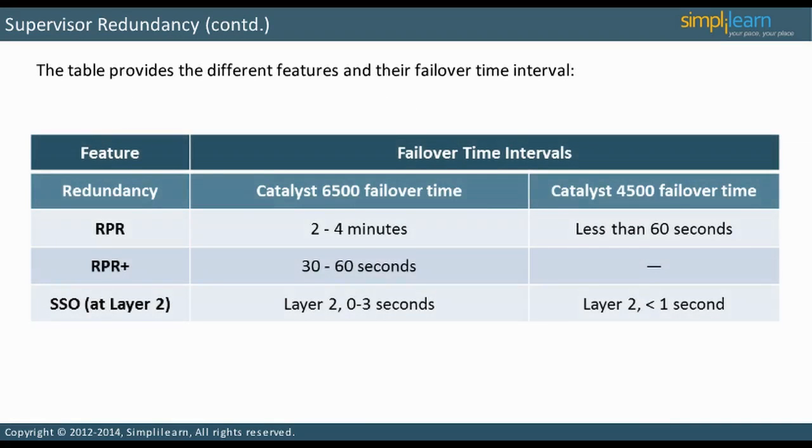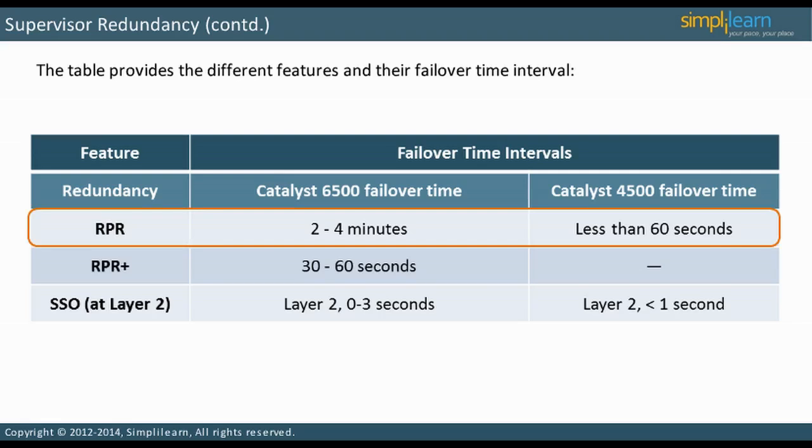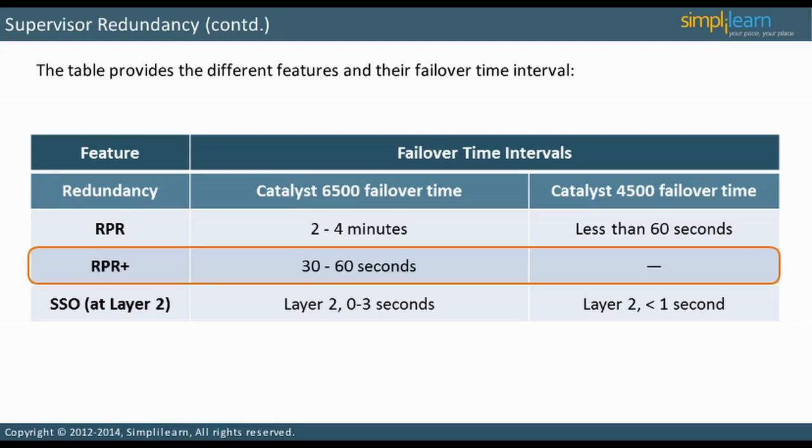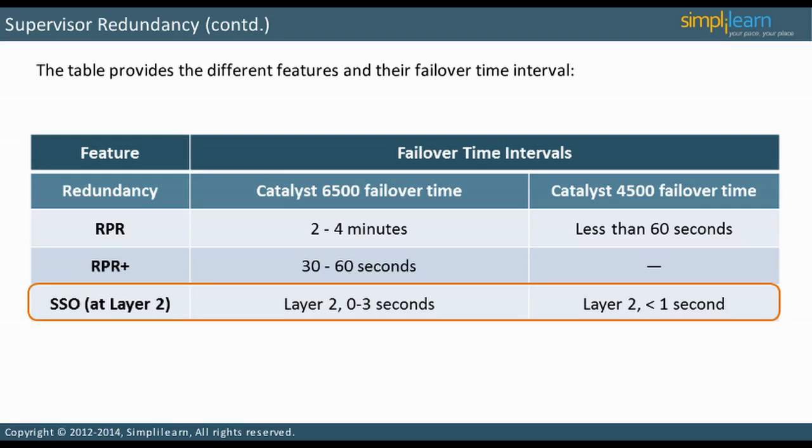IP phones and database applications would be dropped in the failover duration shown in the table for RPR and RPR+. RPR's failover time is 2 to 4 minutes for the Catalyst 6500 and less than 60 seconds for the Catalyst 4500. RPR Plus is only available for the Catalyst 6500 with a failover time of 30 to 60 seconds.